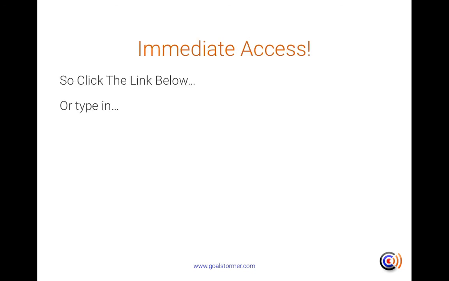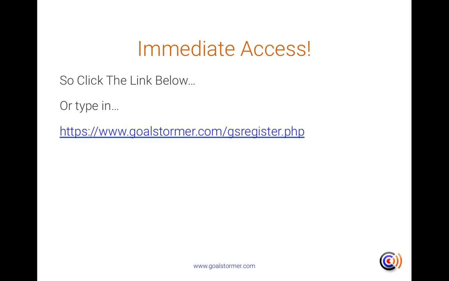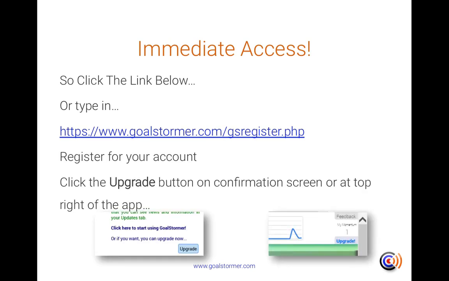You get immediate access following https://www.goalstormer.com/gsregister.php. That allows you to register for an account, so you can click on the upgrade button on the confirmation screen or at the top right of the web app when you're logged in, so that you can upgrade to a Pro subscription.